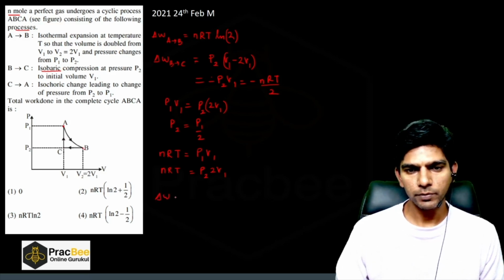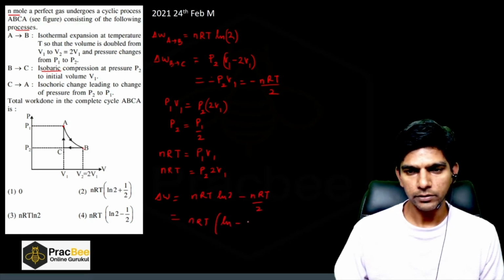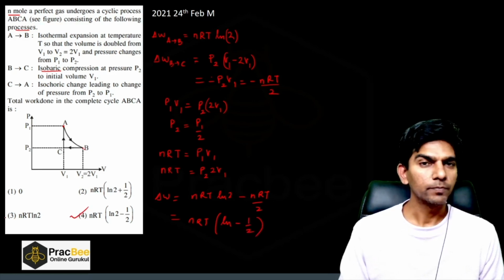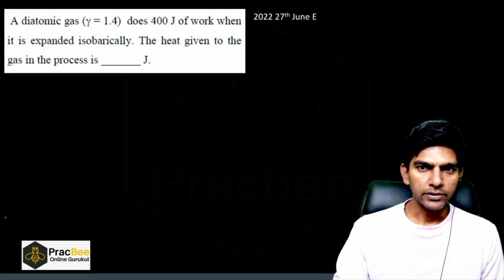So overall work done will be what? It will be nRT ln 2 minus nRT by 2. So nRT will be common, so it will be ln 2 minus 1 by 2. So option 4 is the right answer. Now let us see one more illustration.